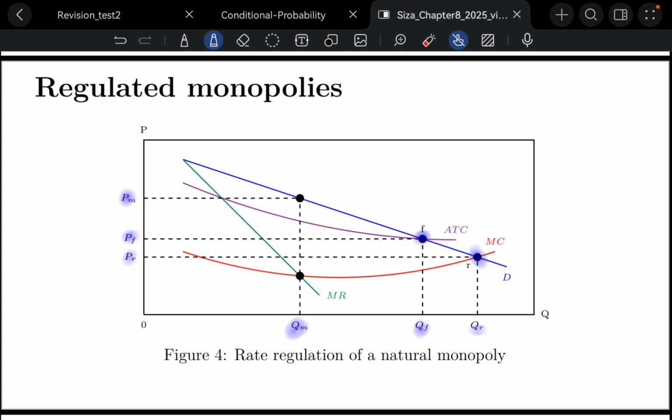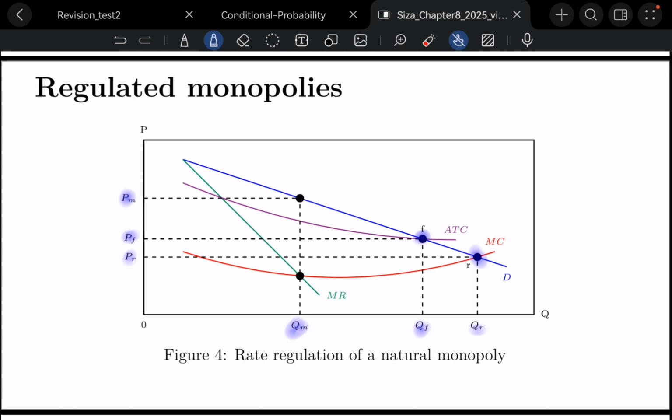And then at point B, where price is equal to ATC, this ensures a break-even point with regards to economic profit, and there will be accounting profit, right? But you find that you have to have a small deadweight loss in order for that to happen.